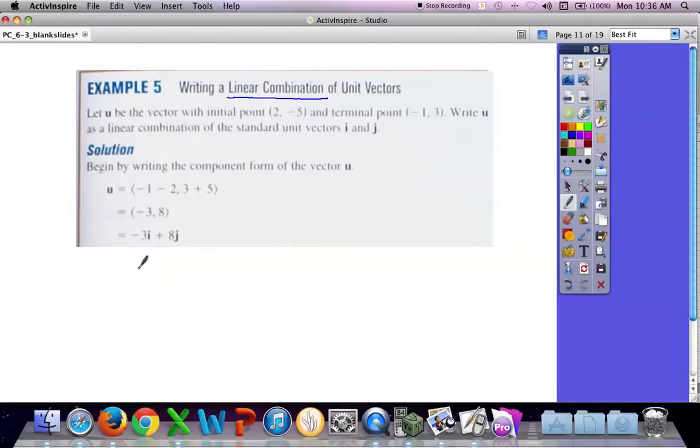And if you want to see how that works, just substitute for i and j. Right? That would be -3 times 1, 0 plus 8 times 0, 1. Right? That's two scalar multiplications. Right? That would be -3, 0 plus 0, 8. And then it's a vector addition. And that equals -3, 8. So this is just a different way to write a vector as a linear combination of the standard unit vectors.